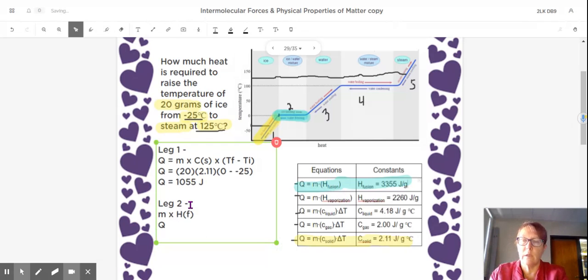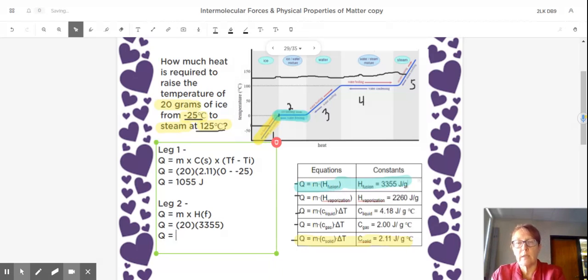Hold on, let's do this. Q is equal to M times heat of fusion. So let's plug in some numbers. Remember, our mass never changes. For a problem, the mass is always going to be the same. All right, so we've got Q is equal to the mass times the heat of fusion, which is 3,355. So if we do the multiplication, that tells us that Q is equal to 67,100 joules.